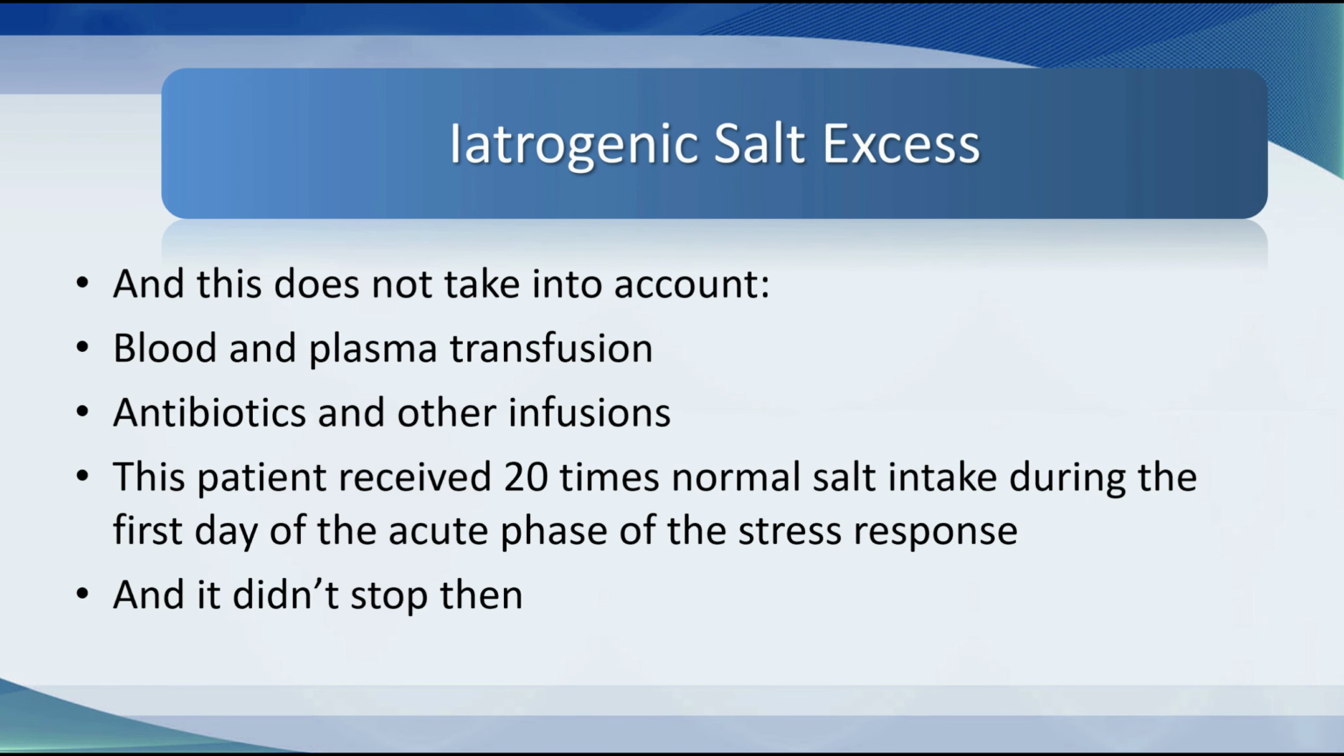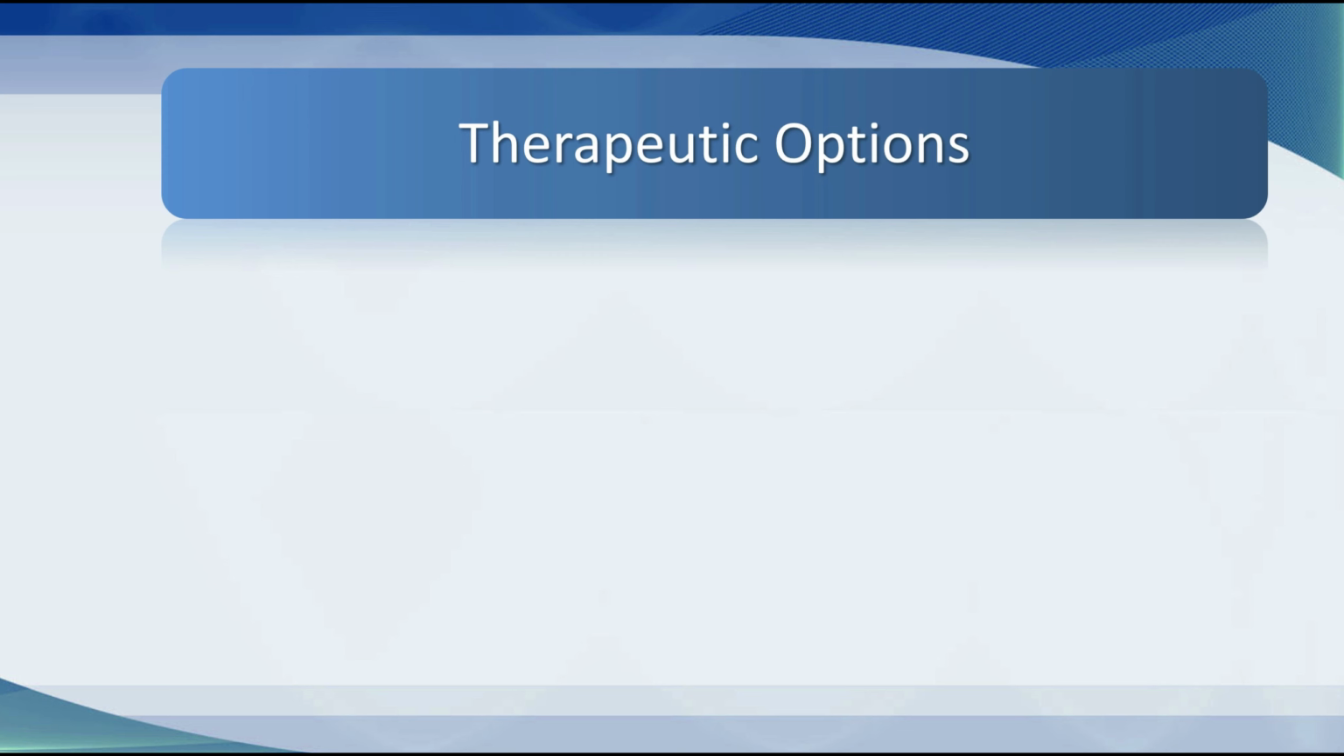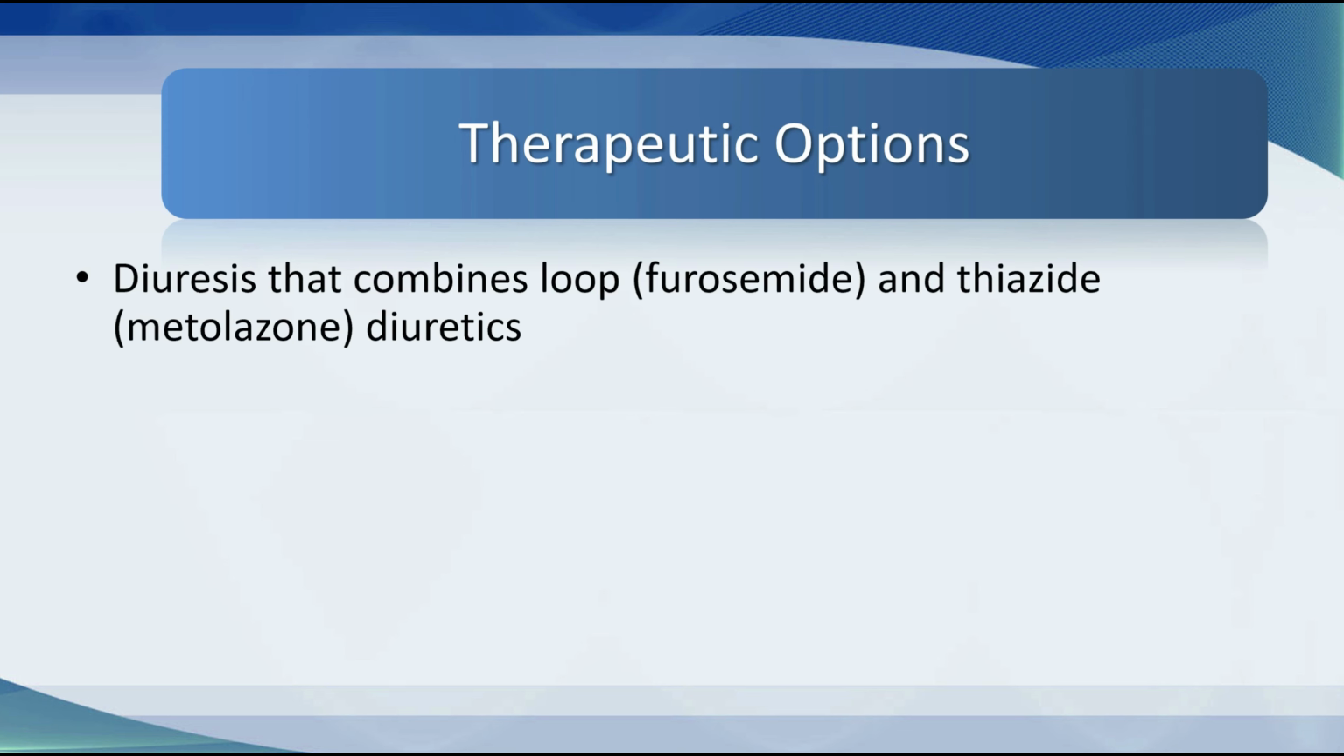This also does not take into account blood and plasma transfusion, antibiotics and other infusions. And whatever way you look at it, this patient has received 20 times the normal sodium intake during the first day of the acute stress response, and it didn't stop then. So what are the therapeutic options? You can give diuretics that combine loop, that's furosemide, and thiazide diuretics such as metolazone.